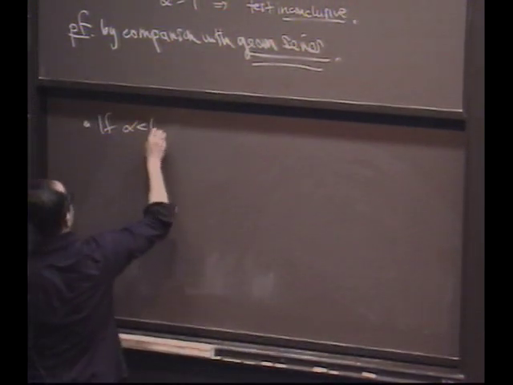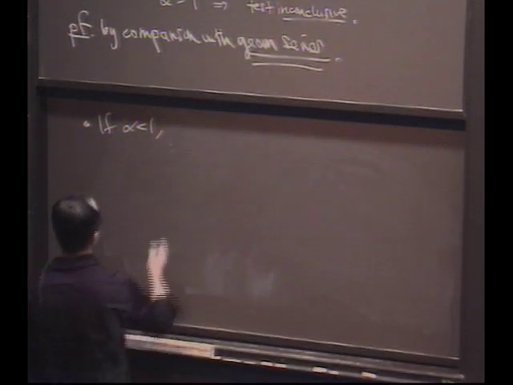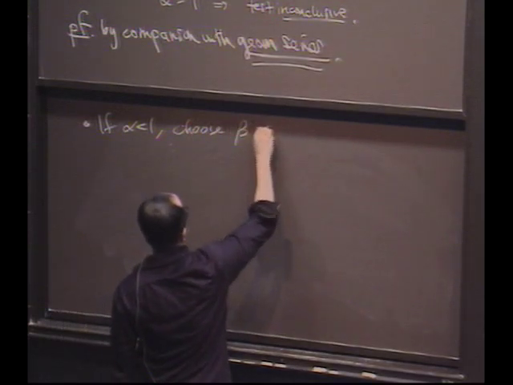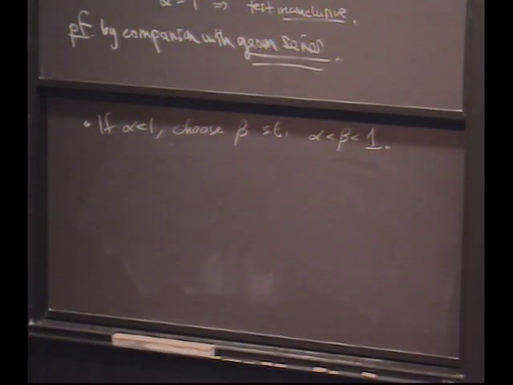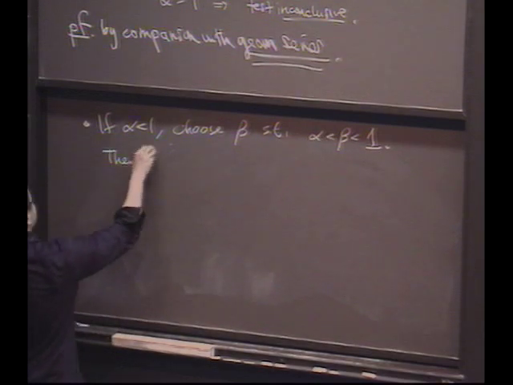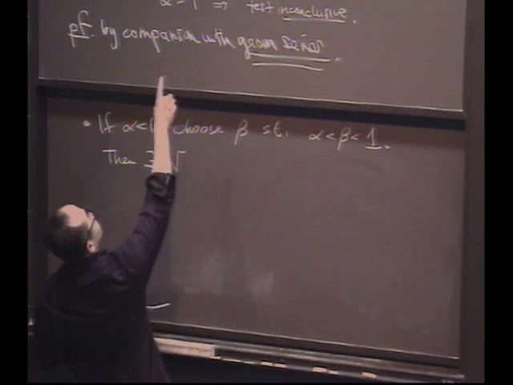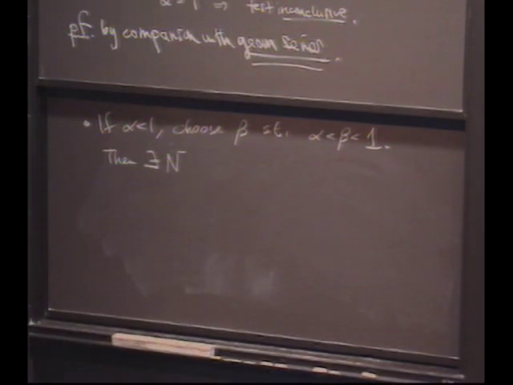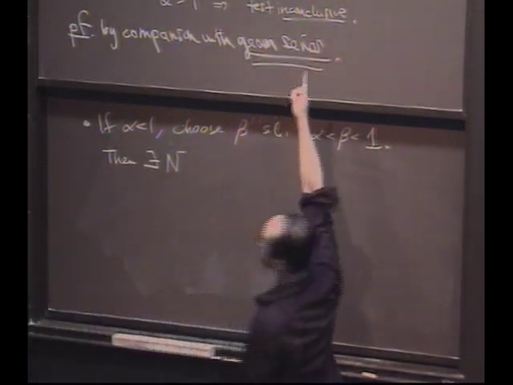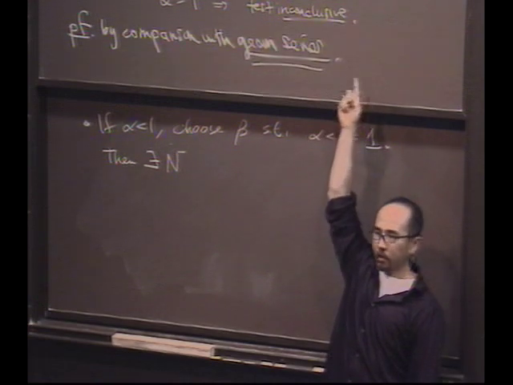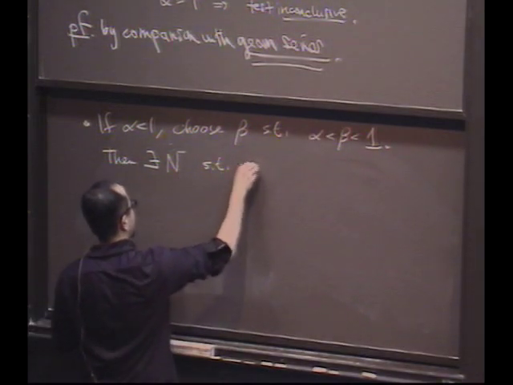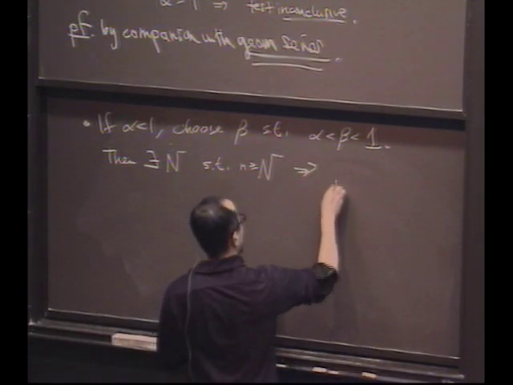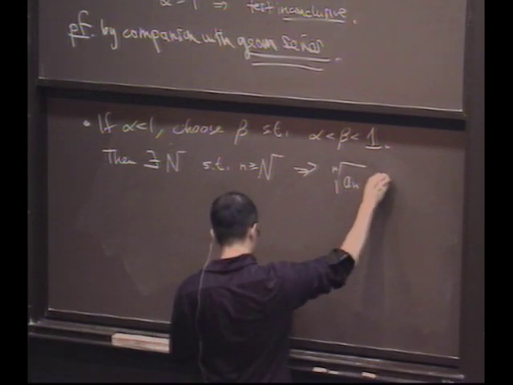So here's what we'll do in the case where alpha is less than 1. If alpha is less than 1, that means that, in fact, I can fix a beta. I'll choose beta between alpha and 1. Okay, so what does this mean? If there's a beta between alpha and 1, wouldn't you agree that there is a big N? Beta's bigger than this lim sup. If beta's bigger than this lim sup, that means there's a point in the sequence beyond which what? All the terms are smaller than beta. Excellent. So there is a big N such that little n bigger than big N implies that the nth root of a_n is less than beta.